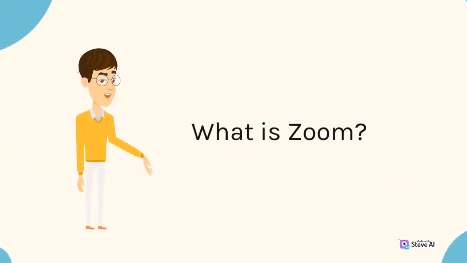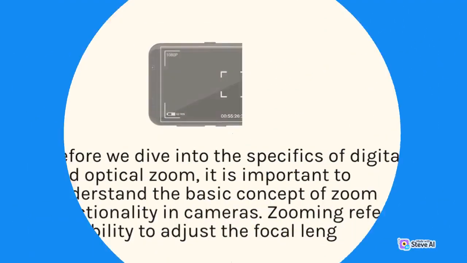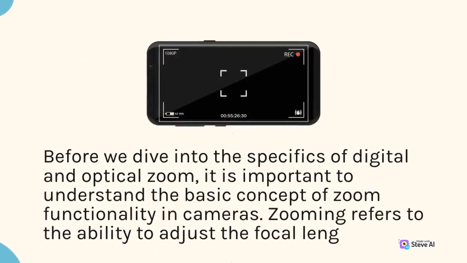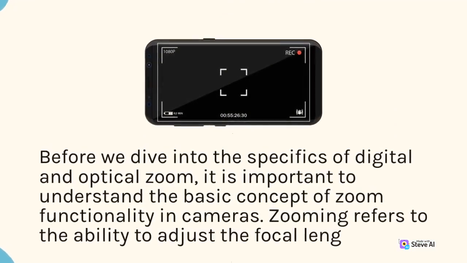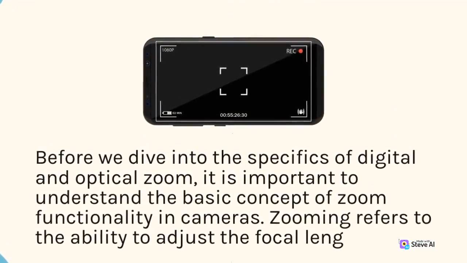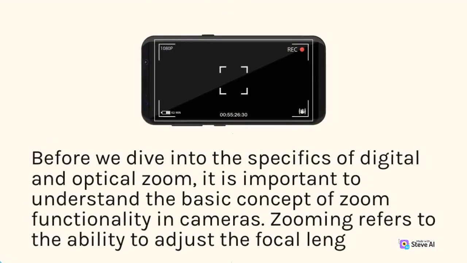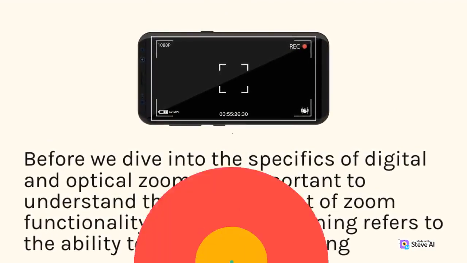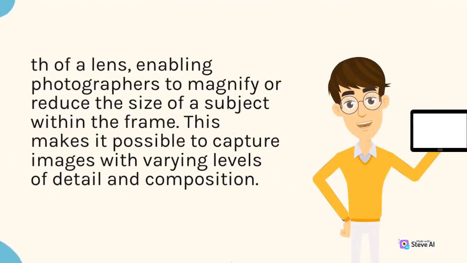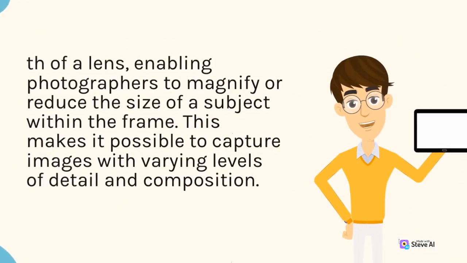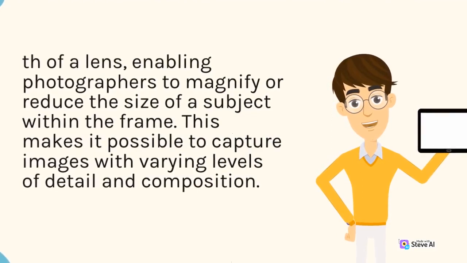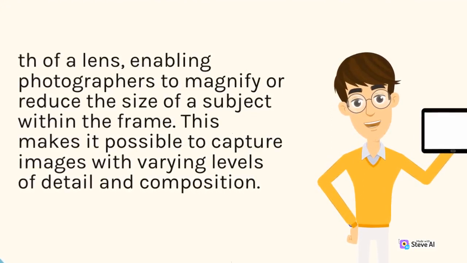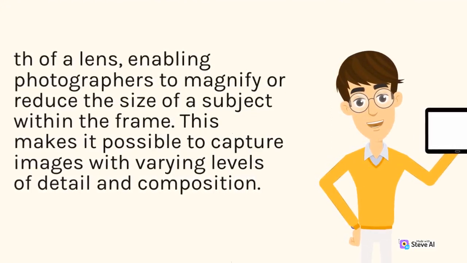What is zoom? Before we dive into the specifics of digital and optical zoom, it is important to understand the basic concept of zoom functionality in cameras. Zooming refers to the ability to adjust the focal length of a lens, enabling photographers to magnify or reduce the size of a subject within the frame. This makes it possible to capture images with varying levels of detail and composition.